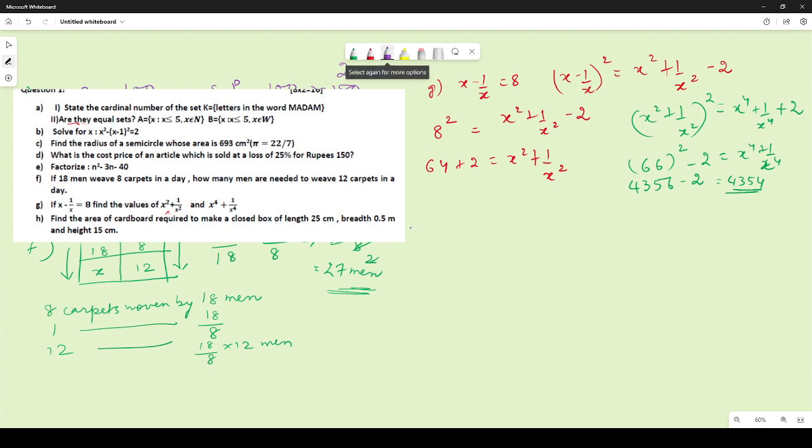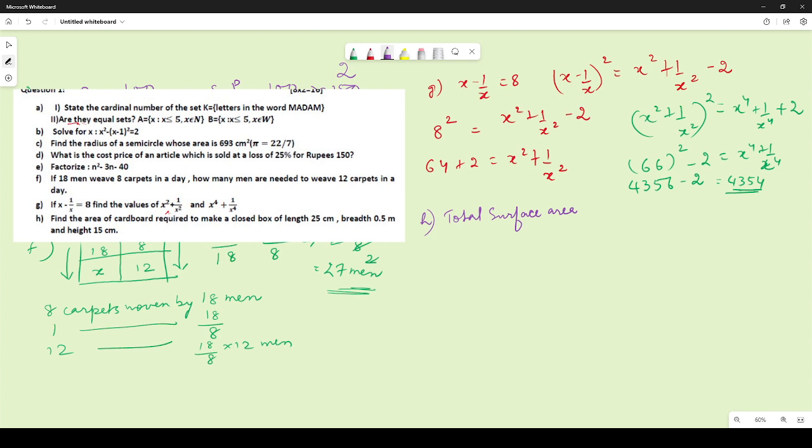Now let us take up the last question in this segment. Find the area of cardboard required to make a closed box of length, breadth and height, which is given over here. अब बहुत सारे लोगों ने यहाँ पर वॉल्यूम निकाल दिया. यहाँ हमको वॉल्यूम चाहिए ही नहीं, यहाँ हमको चाहिए टोटल सरफेस एरिया, TSA, क्योंकि ये कार्डबोर्ड का बॉक्स बनाना है हमको. तो ये कार्डबोर्ड का बॉक्स जो है ये पूरी तरह से उसको कवर करेगा यहाँ पर.